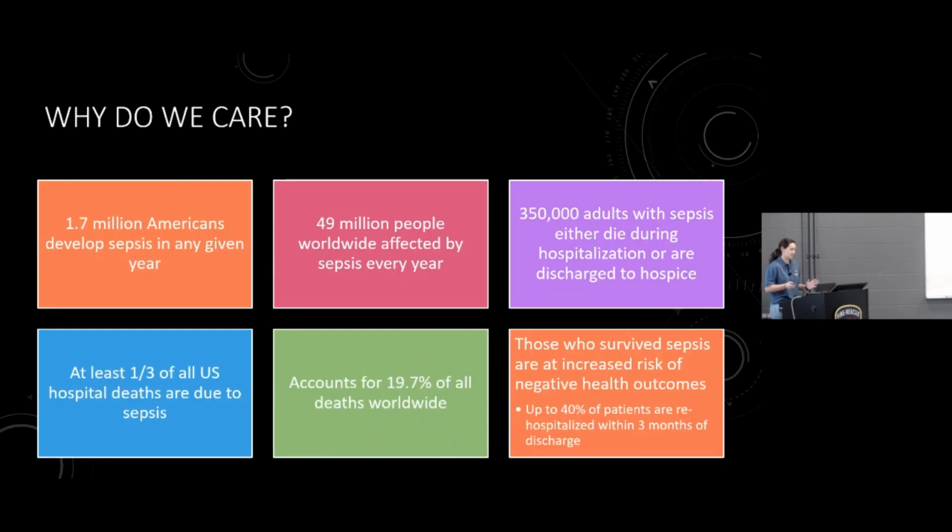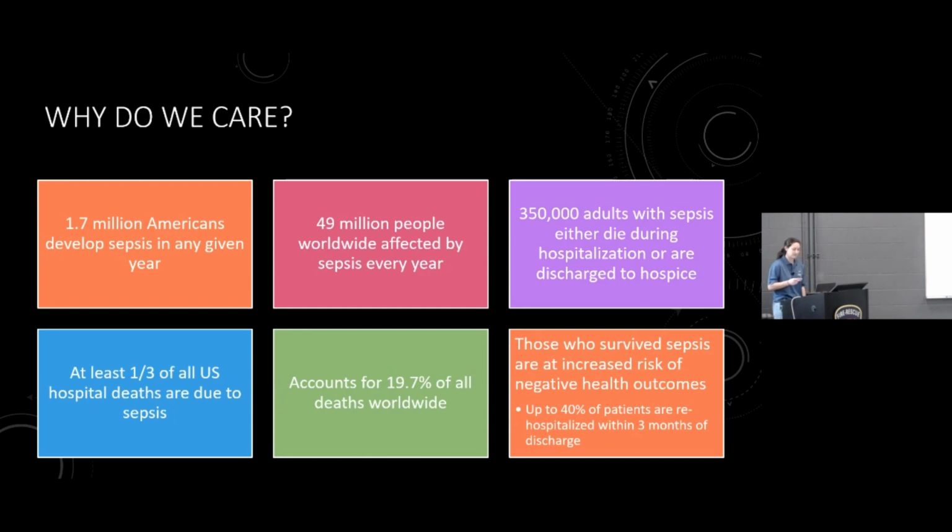So why do we care about sepsis? 1.7 million Americans develop sepsis in any given year. That's a lot of people. And then 49 million people worldwide are affected by sepsis every year. 350,000 adults with sepsis either die during hospitalization or are discharged to hospice. At least a third of U.S. hospital deaths are due to sepsis. And this accounts for 19.7% of all deaths worldwide.